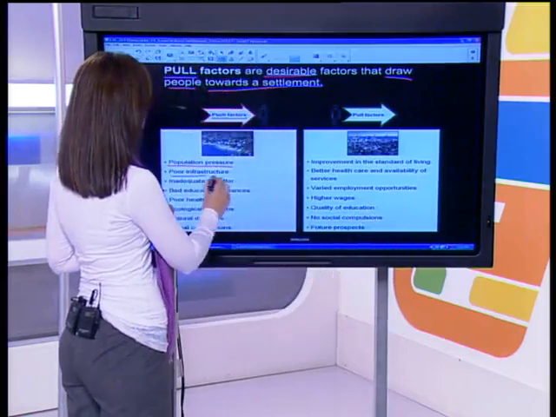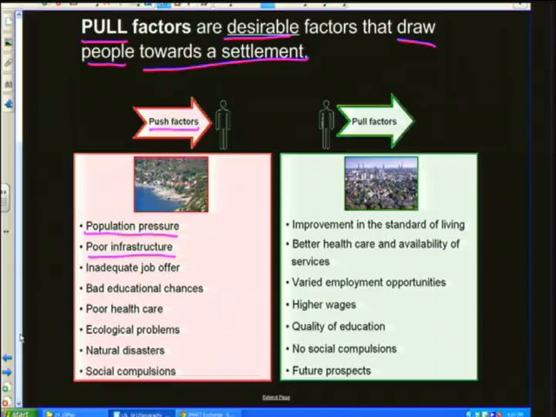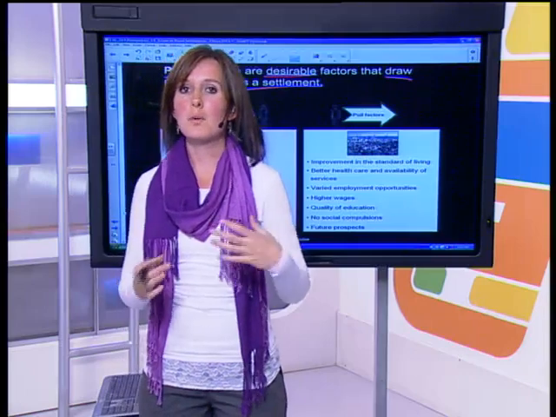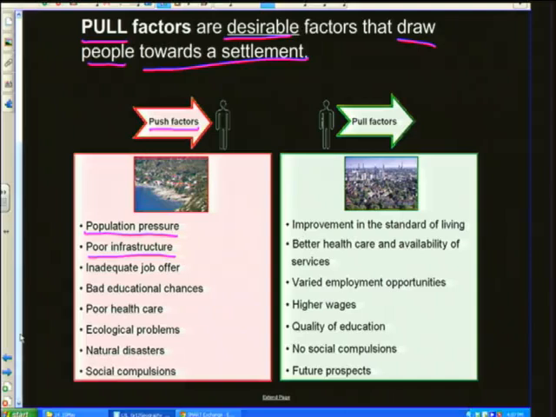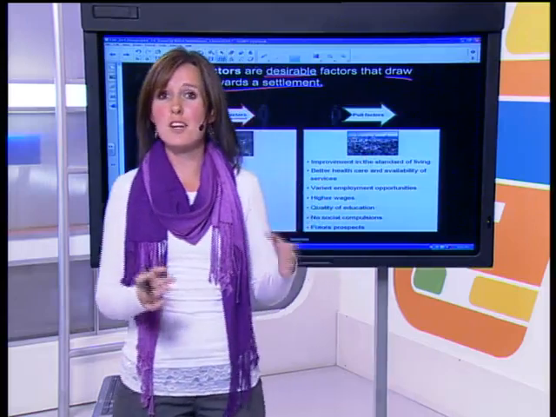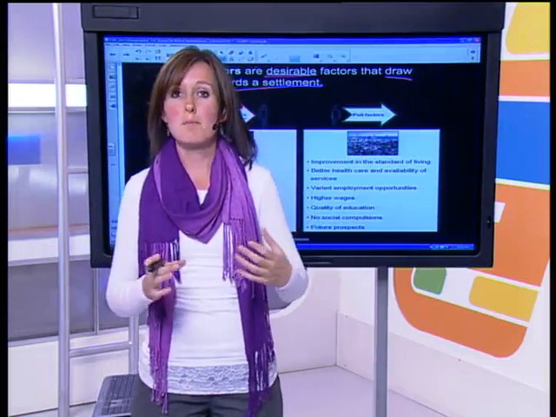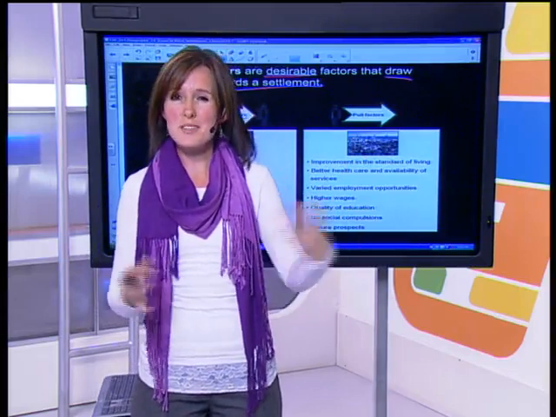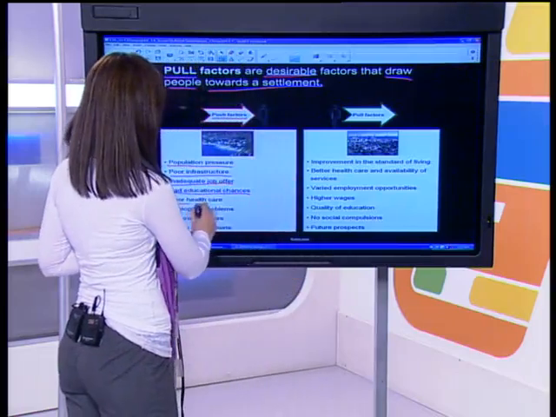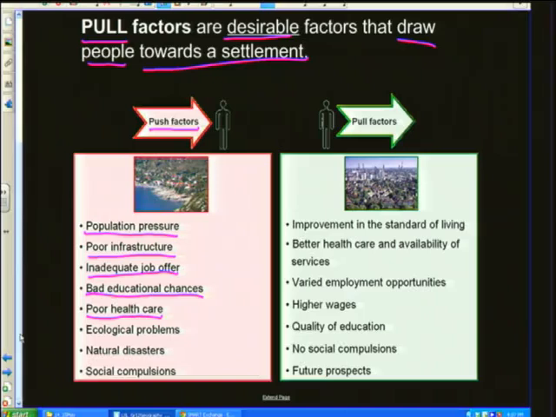Secondly, poor infrastructure. Remember, infrastructure is things like roads, power lines. If those are not kept up to standard, people are not really going to want to live in that area. There are inadequate job offers, or not enough job offers in those areas. Bad educational chances. Most of our rural areas don't have top-class universities or decent, in a lot of cases, secondary schools. So people want to get the best education possible. So they're going to move away because of that poor education level. Poor healthcare. Okay, no clinics, no hospitals.